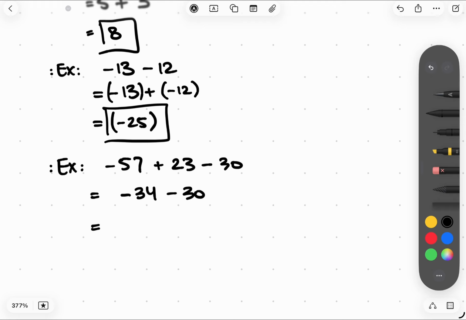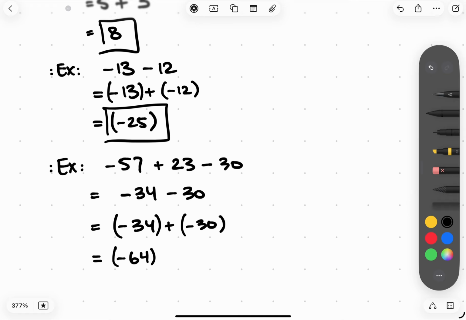Now, I'm going to change that based on my rule, right? Like -34, and then I have to change it to positive 30, because it's minus a positive 30. So now it's going to be plus a negative 30. And I'm going to put parentheses right there as well. This time, I know that it's two of the negative teams, they're adding up. So it's going to be negative, because negative team, 64. And that is ultimately my answer there.